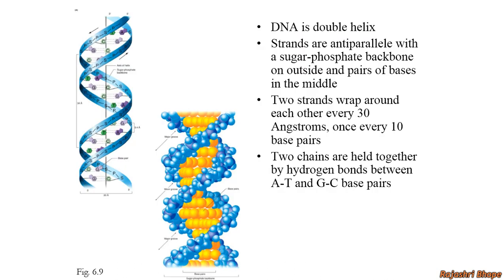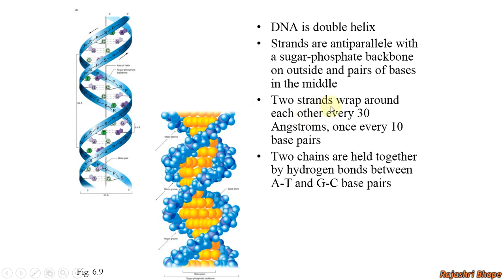This is the double helical structure of DNA proposed by Watson and Crick. DNA is double helical, and the strands are anti-parallel with a backbone made up of sugar and phosphate. Here you can see the sugar and phosphate residues alternate. So the backbone of the DNA is made up of sugar and phosphate. The two strands run anti-parallel.